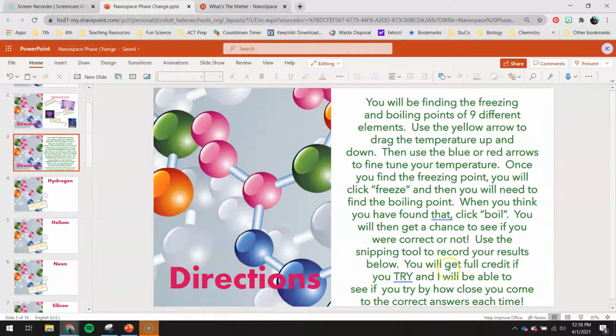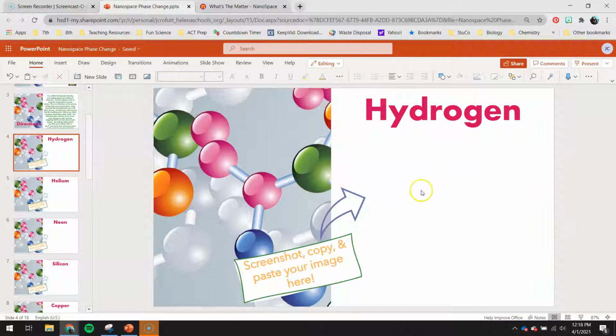You will get full credit if you try. What that means is when I look at your images that you snip, you are within a couple of degrees. You're not just going right in, grabbing a random temperature, hitting boil and freeze, and pretending that's your freezing point and boiling point, as it does give you the answer. So I will be able to see how you were trying by how close you come to the correct answers each time. All right, so let's go ahead and do hydrogen together.